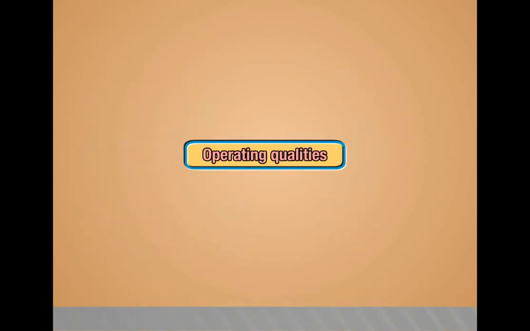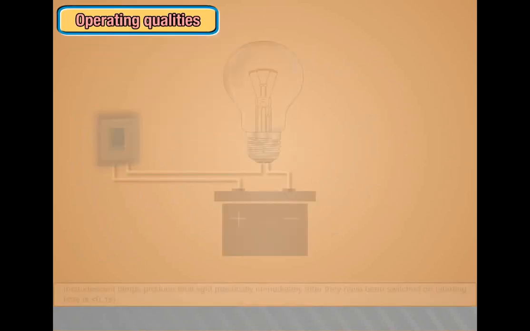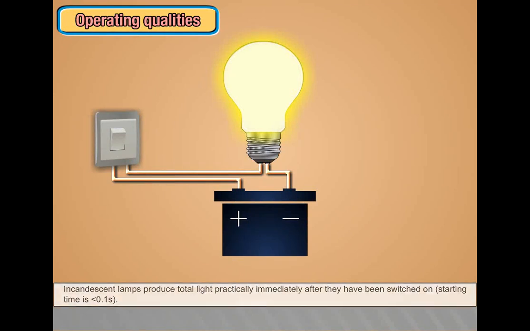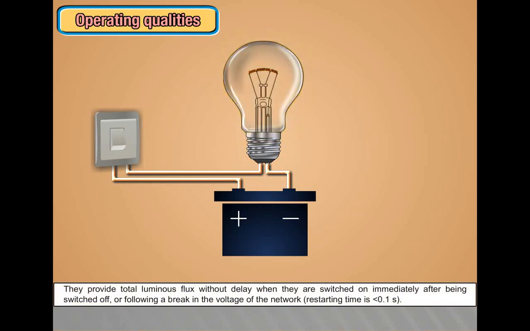Operating qualities. Incandescent lamps produce total light practically immediately after they have been switched on. Starting time is less than 0.1 second. They provide total luminous flux without delay when they are switched on immediately after being switched off or following a break in the voltage of the network. Restarting time is less than 0.1 second.